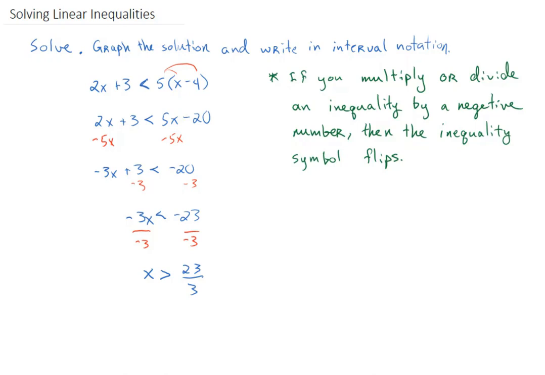So our solution here is that x are all the values that are bigger than positive 23 thirds, and now we need to graph that.